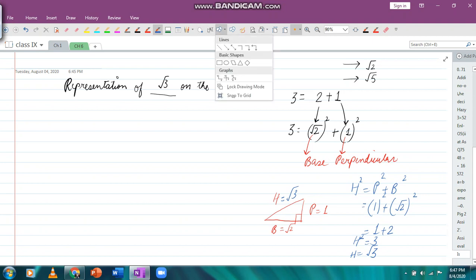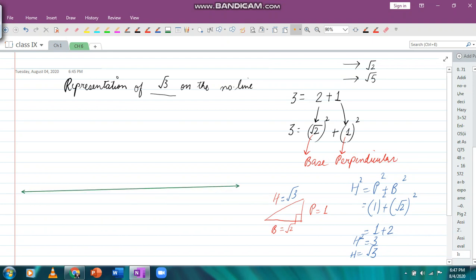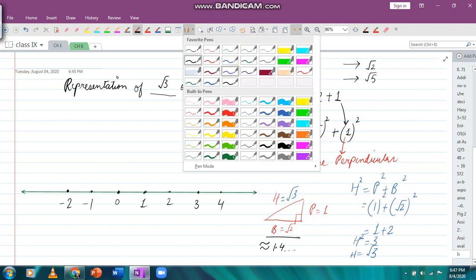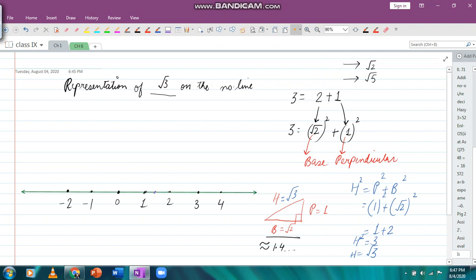I want to take my number line, and on the number line I would like to see where root 2 is. I'll just show the integral values on the number line, and this is just a rough representation. We are going to construct this afterwards. I want to take the base as root 2. Root 2 is approximately 1.4, so it will be somewhere here. I'll just show it with a different color.